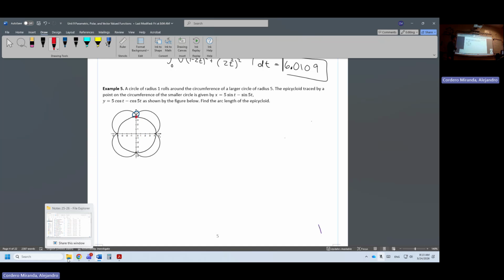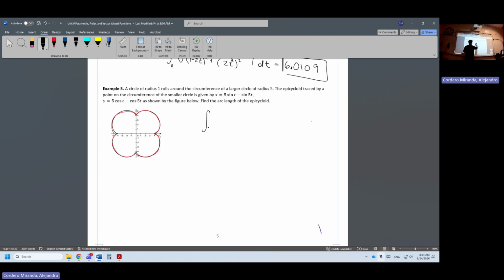Okay. Then they just want to know, I'm going to get rid of all my drawings now so that we can focus on the ones that are there, how long this curve is. So get that length. If you were here yesterday, you might remember that all I have to do is use this formula, dx/dt squared plus dy/dt squared.